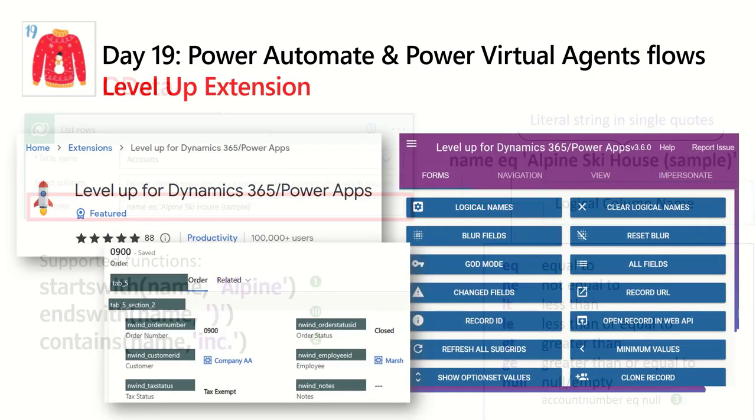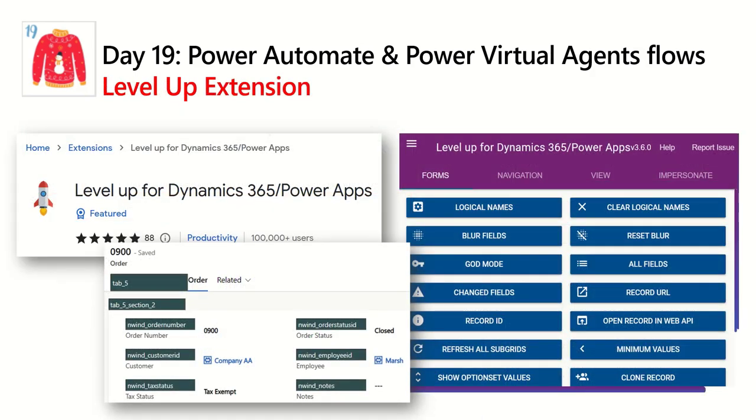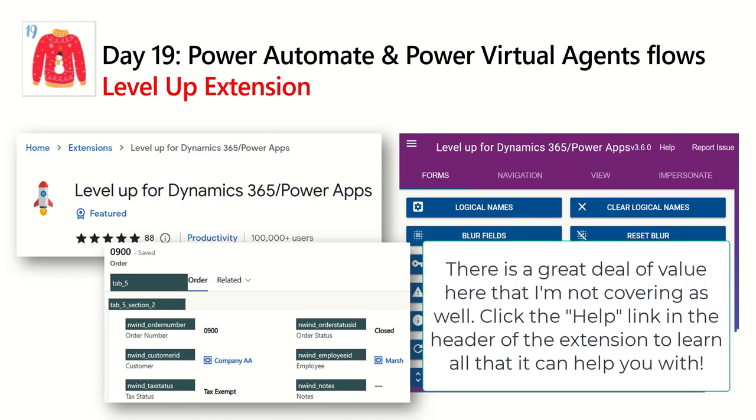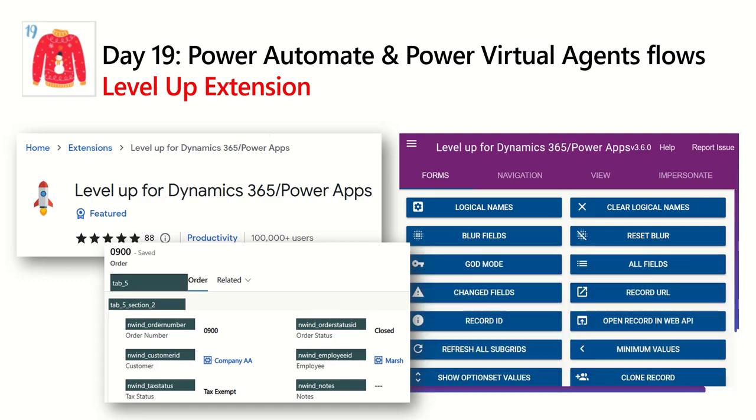All right. Second thing I want to talk about is this extension called Level Up. The Level Up extension is really awesome for getting those logical names right off the screen. In other words, instead of going to where I sent you the other day, you can just install this and it'll show you the logical names in your model-driven apps. This won't work for Canvas apps. It really only works for model-driven apps, and I'll show you that too.